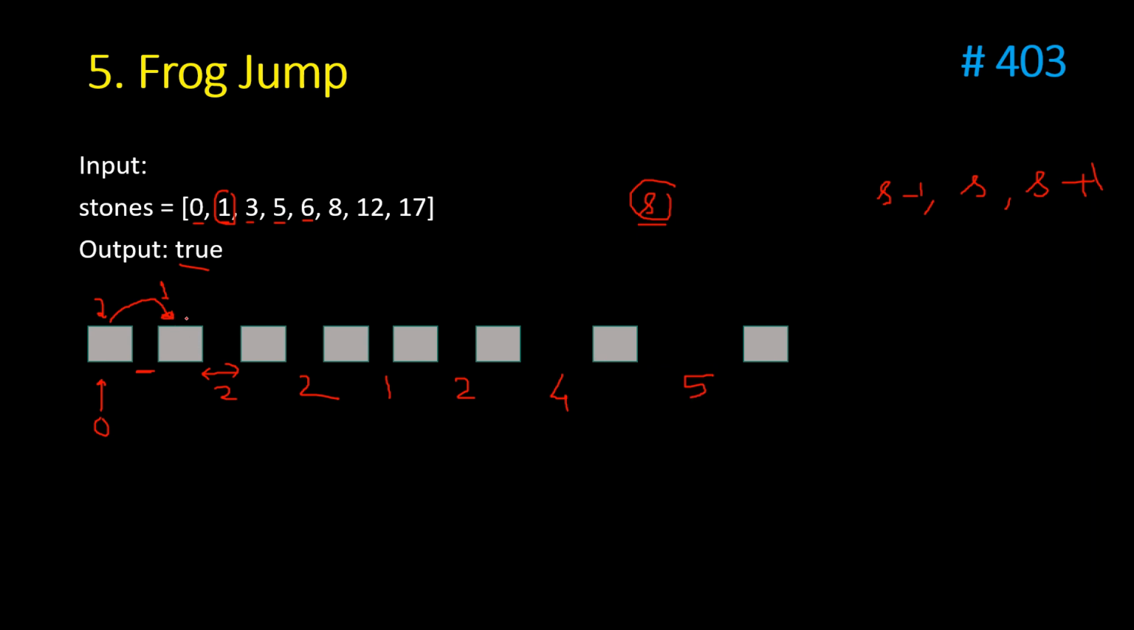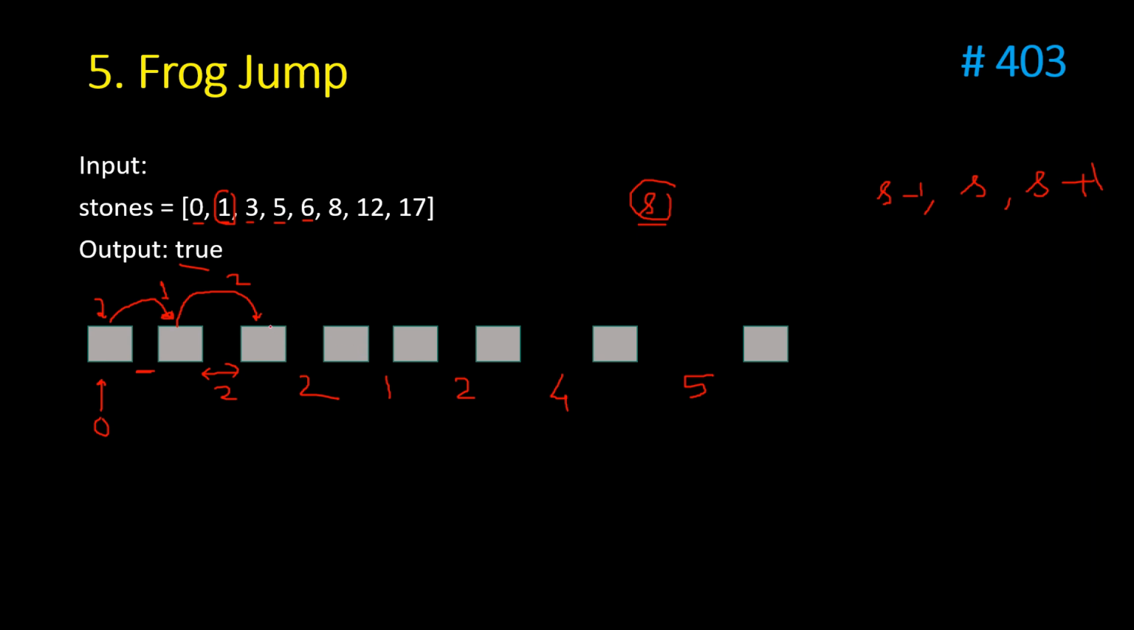So now the next jump should be either 0, but 0 does not make any sense, it will keep on staying here only. So 1, 0 and 2. So here is a gap of 2, so it can jump by 2 steps. So previous jump is 2. So now the next jump can be either 1, 2 or 3.